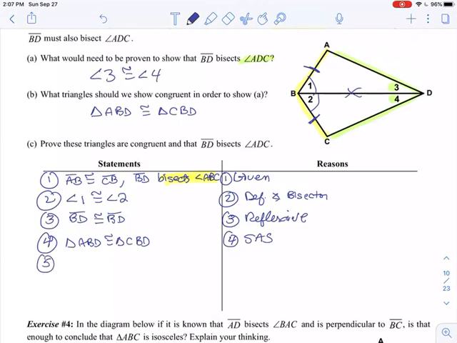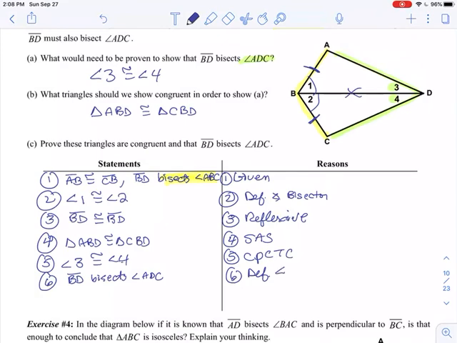Once you have the triangles congruent, the rest of the corresponding sides and angles are congruent. So now I can say angle 3 is congruent to angle 4. And that's my new word for this lesson, CPCTC. Corresponding parts of congruent triangles are congruent. And if angle 3 and angle 4 are congruent, then that means that BD bisects angle ADC, which is what I was trying to prove. And the reason is definition of angle bisector, because the angles are congruent in step 5, then that makes it an angle bisector.